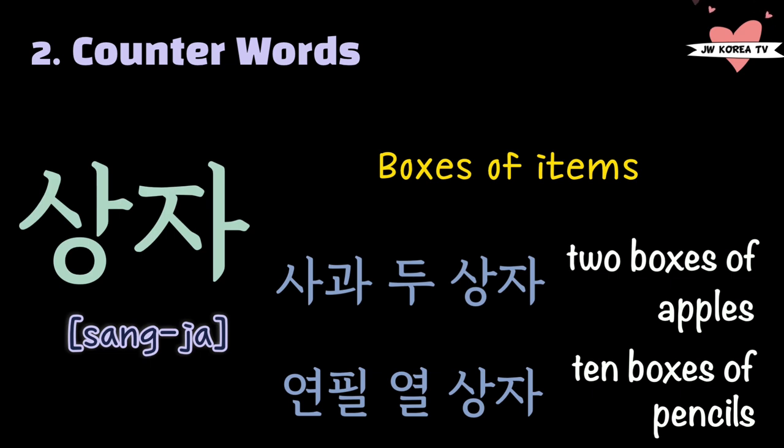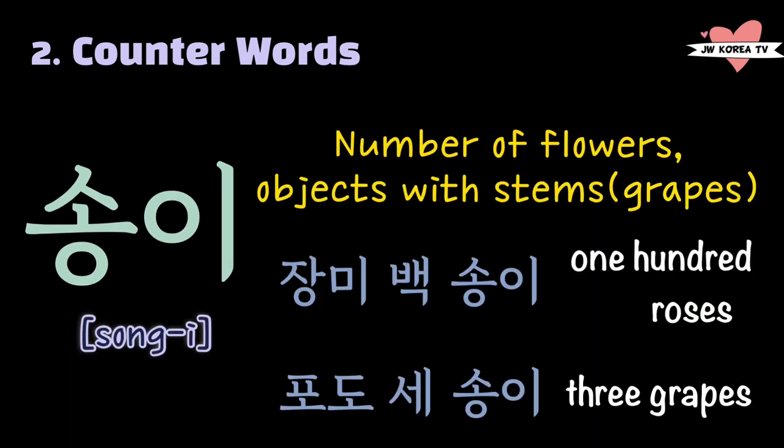상자, boxes of items. 사과 두 상자, two boxes of apples. 연필 열 상자, 10 boxes of pencils. 송이, number of flowers and objects with stems, such as grapes. 장미 백 송이, 100 roses. 포도 세 송이, 3 bunches of grapes.